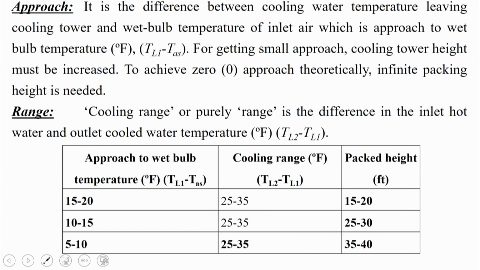If the approach to wet bulb temperature is in the range of 10 to 15 degrees Fahrenheit, then the cooling range will be around 25 to 35 degrees Fahrenheit, and the packed height will be around 25 to 30 feet. And if the approach to wet bulb temperature is 5 to 10 degrees Fahrenheit, then the cooling range will be 25 to 35 degrees Fahrenheit, and the packed height will be in the range of 35 to 40 feet.